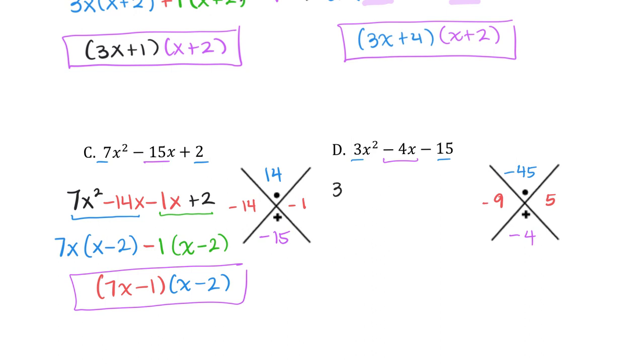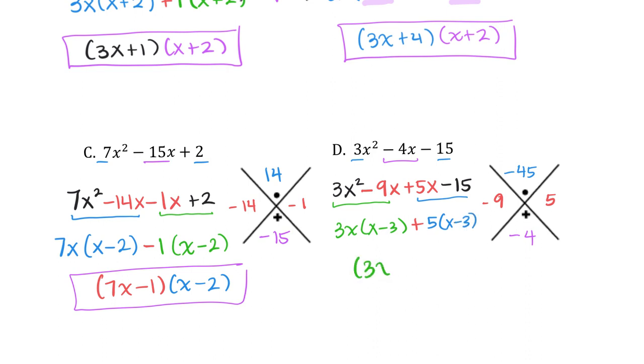Okay, let me bring it down. 3x squared minus 9x plus 5x. And again, you could switch the order. It's not going to change. Okay, common factor. 3x, x minus 3 plus 5 and 15. Take out the 5. X minus 3. Since they both have x minus 3s, that's a good sign. So I have 3x plus 5 and then x minus 3.